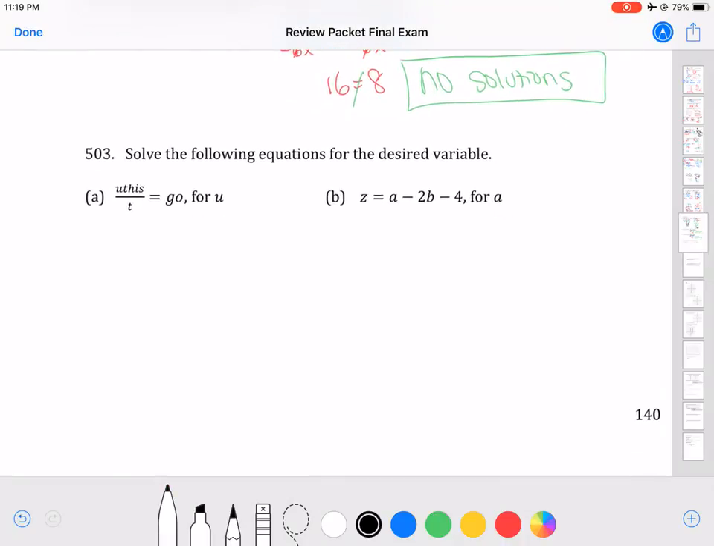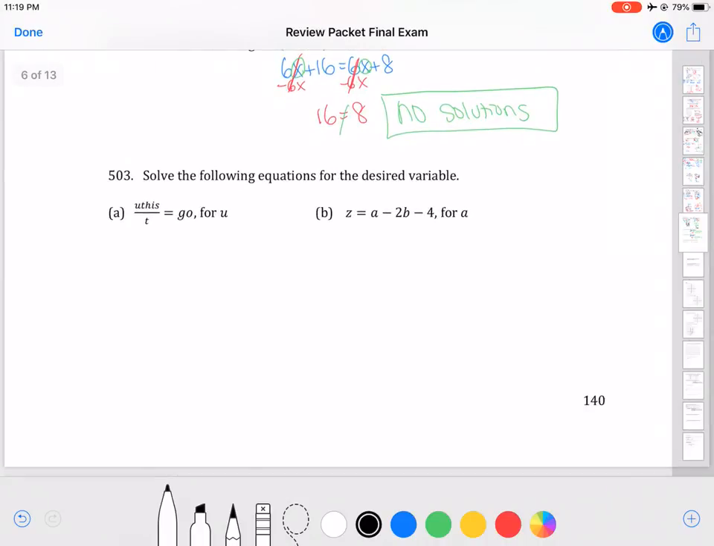All right, next one, still solving equations, but just a little bit different because we are having literal equations, which means that there are a lot of letters, more letters than numbers for that matter. So for A, when there's different variables in the same problem, you need to pay attention to what you're solving for. Part A is asking me to solve for the letter U, so that means I need to get U by itself. So right now, you notice that U is being multiplied by THIS and it's being divided by T.